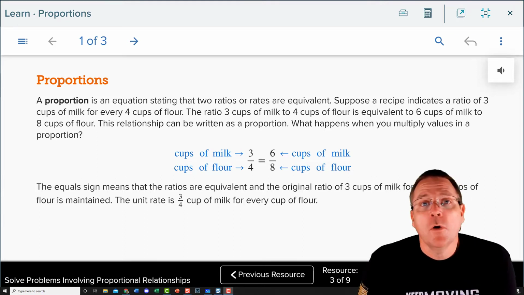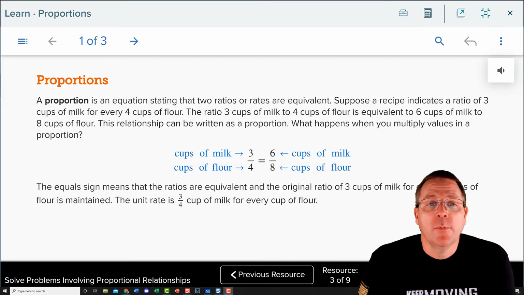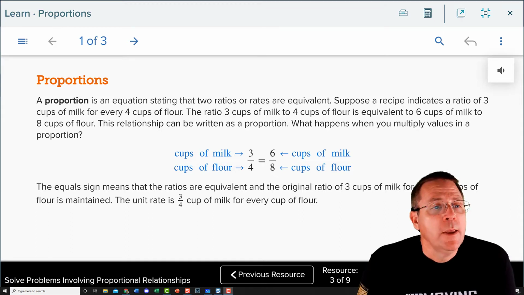Now we're going to start off talking about proportion again. We defined a proportion in yesterday's lesson, chapter 1, section 5, I think. A proportion is an equation stating that two ratios or rates are equivalent.